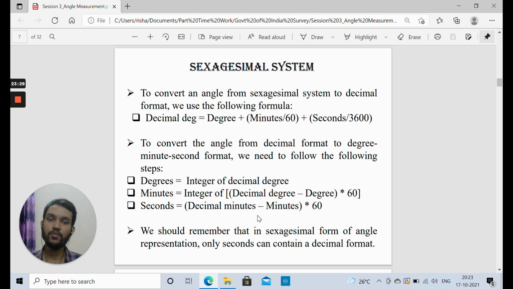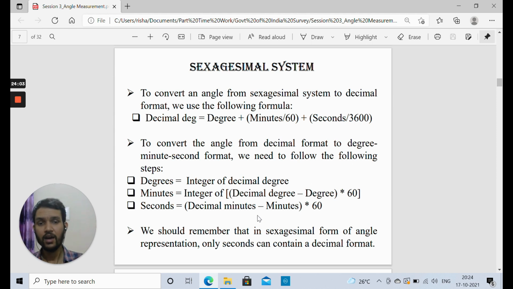Once you multiply this portion by 60, the integer part of the value you get will be reported as minutes. Suppose after multiplying by 60 you get 43.732. The integer part you get here will be the minutes, and the final portion after the decimal, you multiply that portion by 60, and the value you now get will be the angle in seconds. I will try to show this with the help of an example.